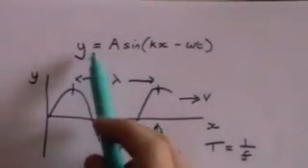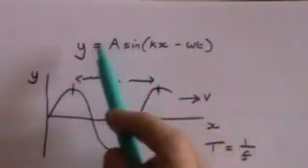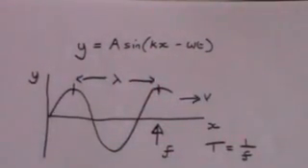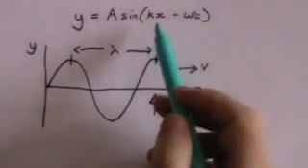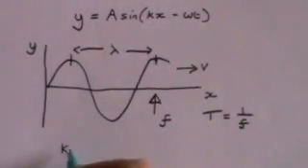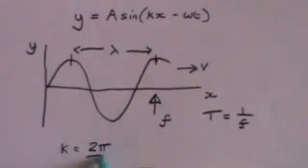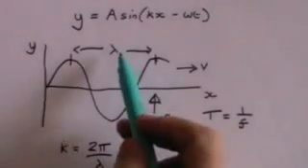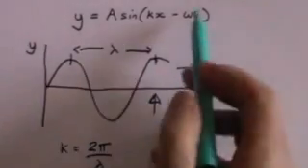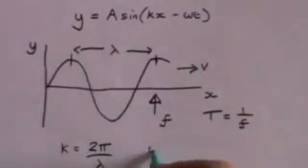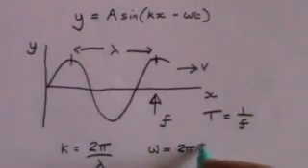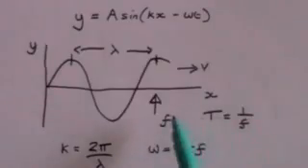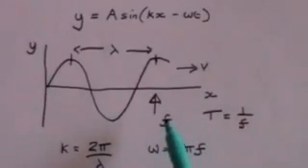Now this formula, we shall see, tells you everything you need to know about this wave. k in the formula is equal to 2 pi over lambda, where lambda is the wavelength. And omega in the formula is equal to 2 pi times the frequency, where frequency is the number of waves passing a fixed point every second.